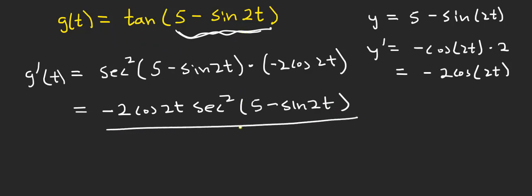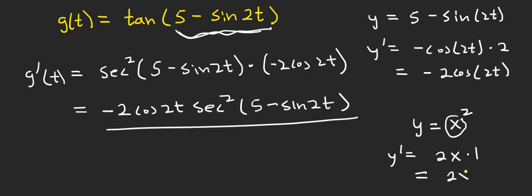Now, if you think about it, you've been doing chain rule all along. Let's say y equals x squared. What's the derivative of x squared? It's 2x, isn't it? 2 times x. But what's the derivative of x? It's 1. So it's 2x times 1, which is 2x. So basically, you've been doing chain rule all along, but now you really get to see chain rule in action.